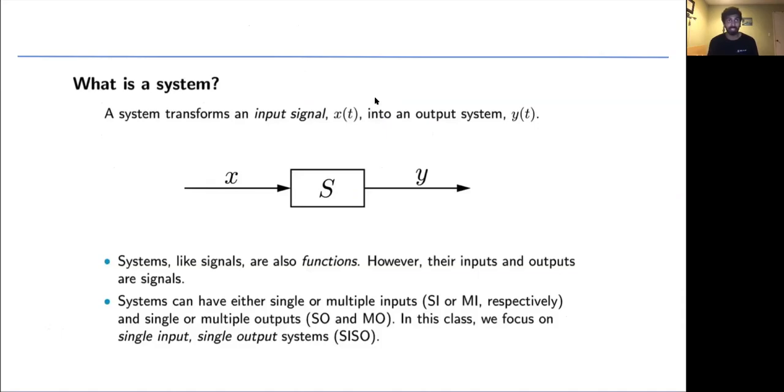So in that spirit, we're going to first review what a system is. A system is something that transforms an input signal x of t into an output signal. Systems, like signals, are functions. The only difference is that their inputs and outputs are signals themselves. And so in this class, as we mentioned, we will be talking frequently about SISO systems, single input, single output systems.